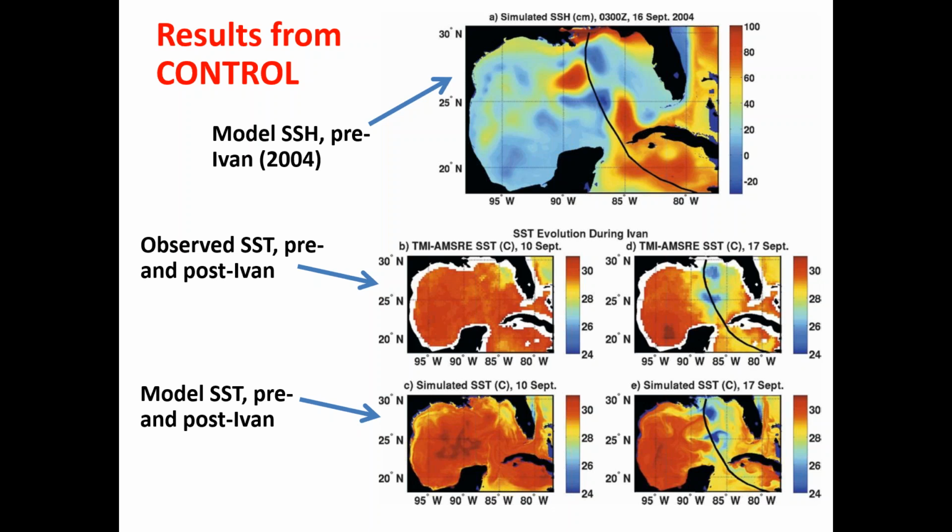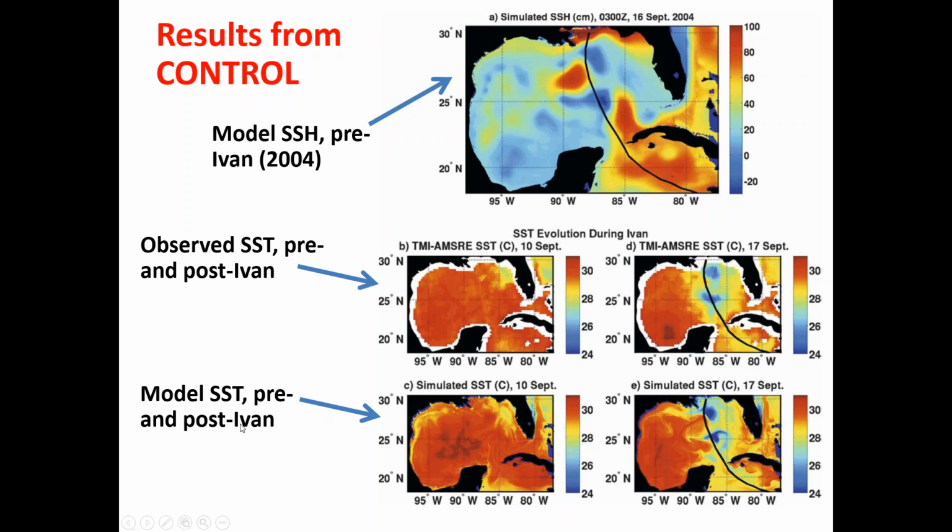Now, the middle panels show pre and post Ivan SST from the TMI AMSR-E product from Remote Sensing Systems. And before Ivan, you have very uniform SST over the entire Gulf. After Ivan, you see the cooling pattern with the two regions of very strong cooling associated with the locations of the two cold core rings.